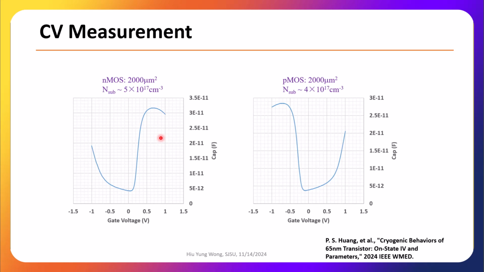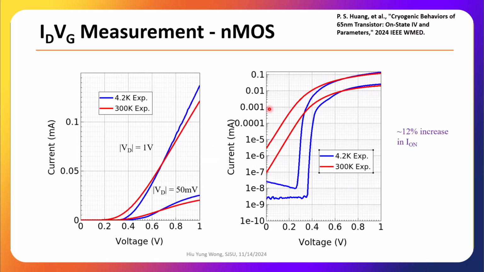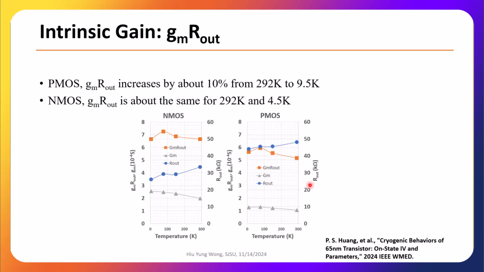Here we show the CV measurement and the IV measurement. Definitely you see that the subthreshold slope is very steep when you go to 4.2 Kelvin, right? This is for PMOS, but the main message here is that we actually don't see much difference between 300 Kelvin and 4.5 Kelvin. If you look at analog applications, the gm actually increases, but gds reduces. As a result, gm over gds is almost constant. Right? Similarly for the PMOS. So there's not much change.